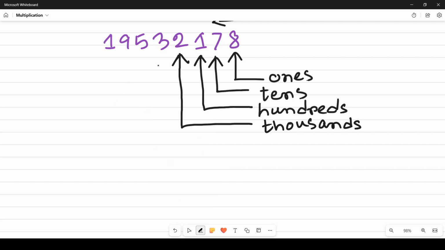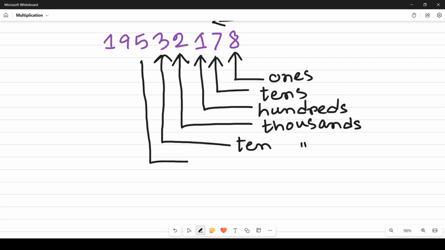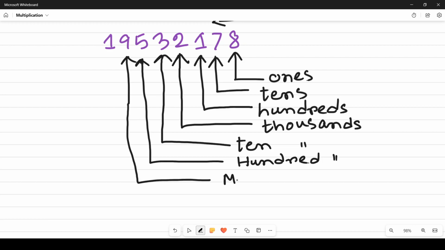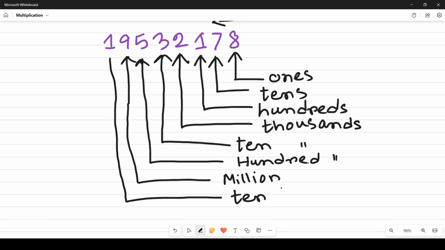Okay, now the fifth position, we call it 10,000s, and sixth, we call it 100,000s, and from seventh we have million, and then it goes like 10 million, 100 million, billion. There you go. It goes on.